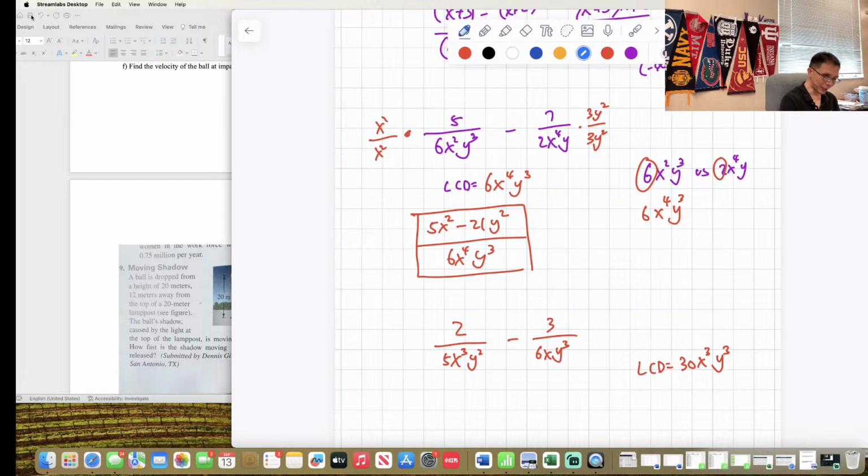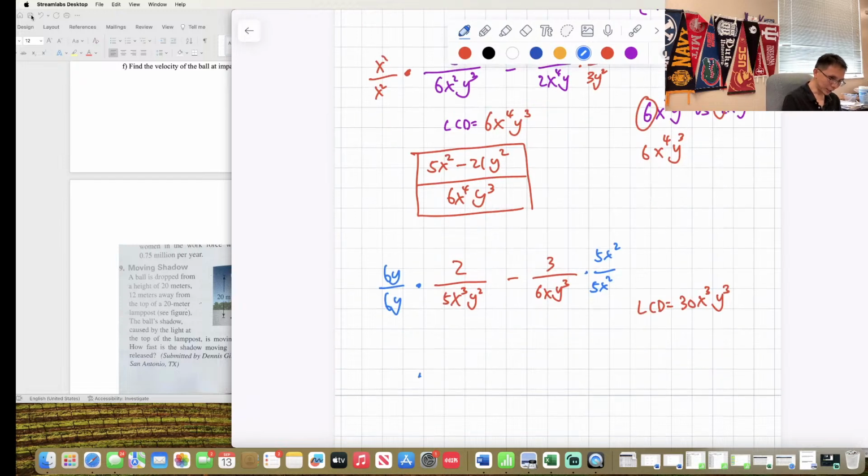Okay, so what do I need to multiply on that side? 6y over 6y. Is that okay? And what do I need to multiply on that side? 5x squared over 5x squared. So therefore, it's going to be equal to 30x to the third, y to the third, and this is 12y minus 15x squared.